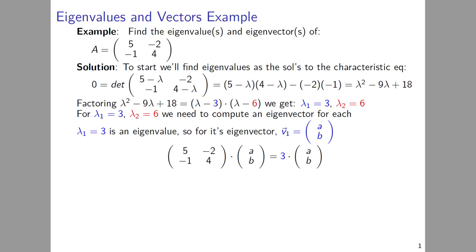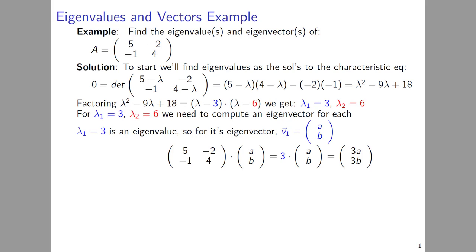Since it is an eigenvalue, there's an eigenvector we'll call v1 with unknown entries a and b that satisfies A times v equals lambda times v. In other words, [5, -2; -1, 4] times our vector (a, b) is equal to the eigenvalue 3 times (a, b). On the right-hand side, we can simply multiply each entry by 3 and get the vector (3a, 3b).